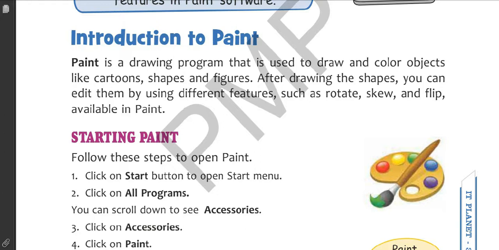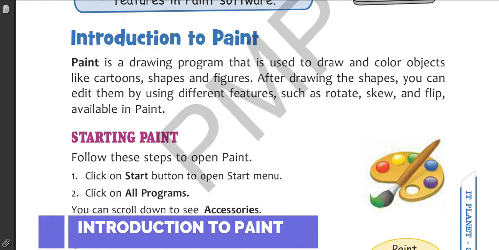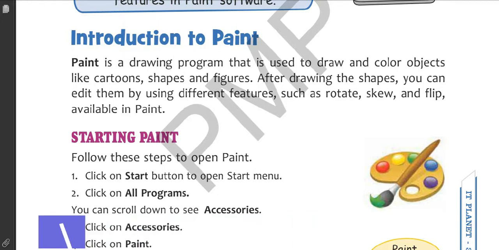So children, we know what Paint is. Paint is a drawing program that is used to draw and color objects like cartoons, shapes and figures. After drawing the shapes, we can edit them by using different features such as rotate, skew, and flip, which are available in Paint. So Paint is a drawing program. Suppose that you want to make some drawing and you want to color it, so we can make it in the Paint program.